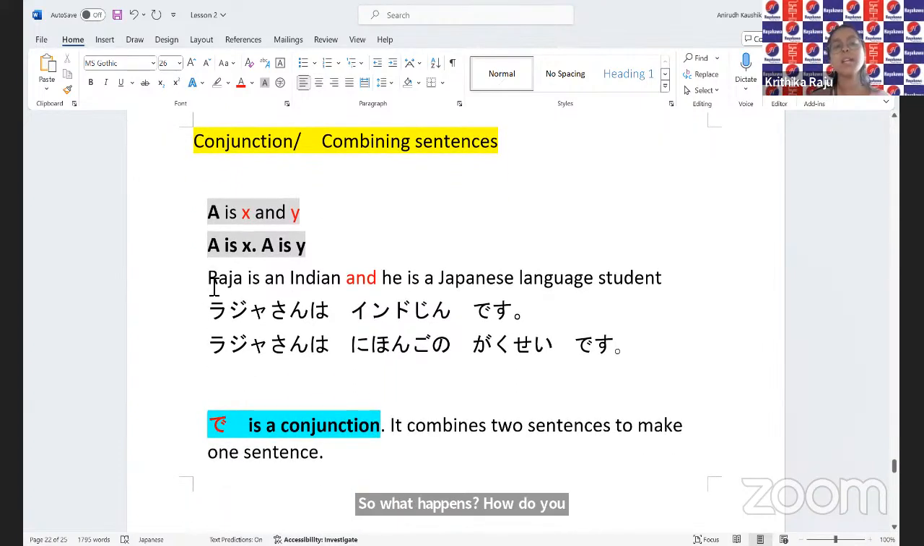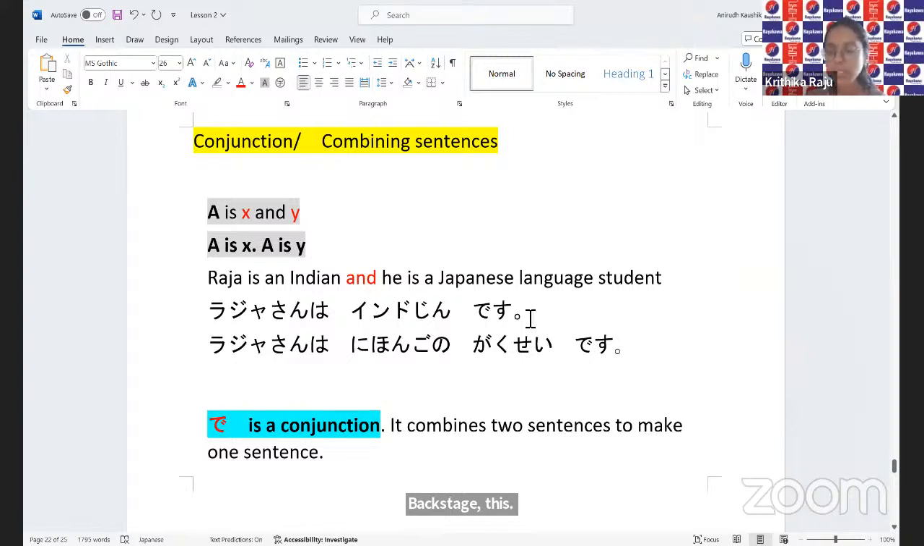So let's take this example. Raja is an Indian and he's a Japanese language student. So now let's make these two sentences the way we know how. Can you all give me these two sentences? These are simple back to basic sentences. Raja-san wa Indojin desu. Correct. Next sentence. Raja-san wa Nihongo no gakusei desu.